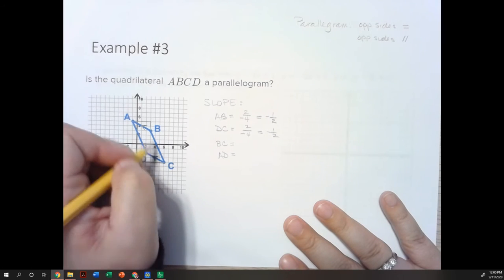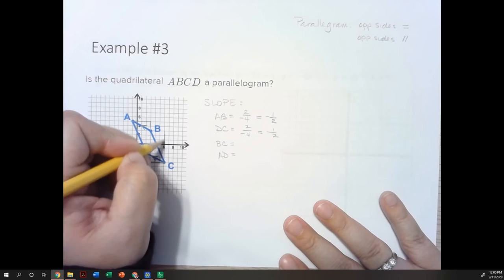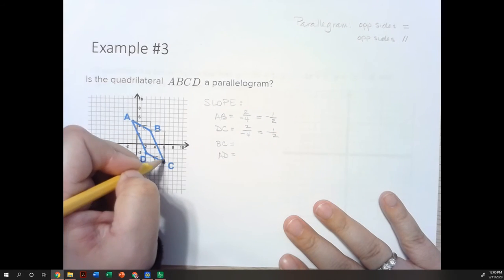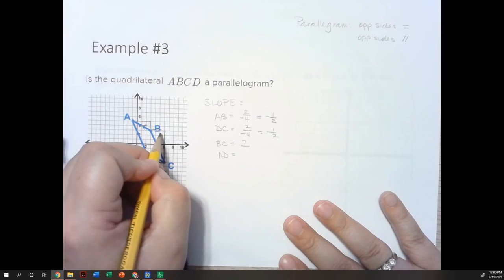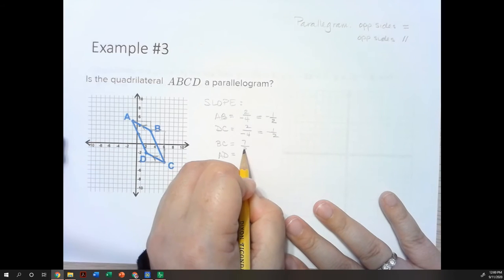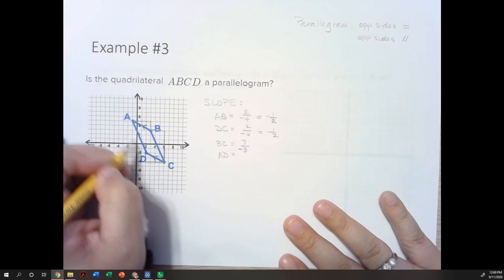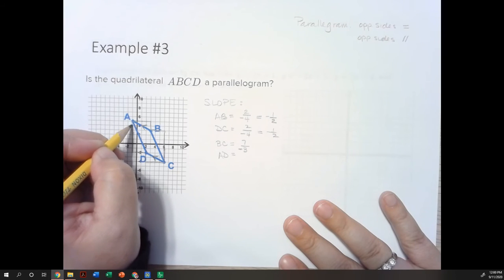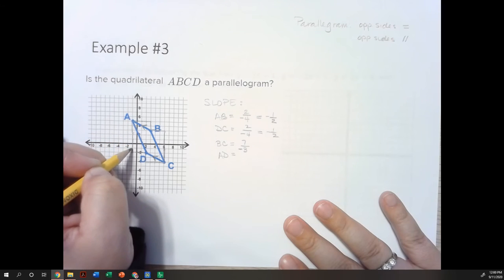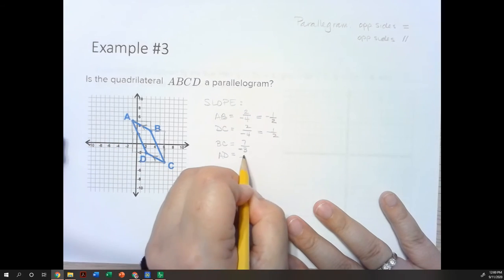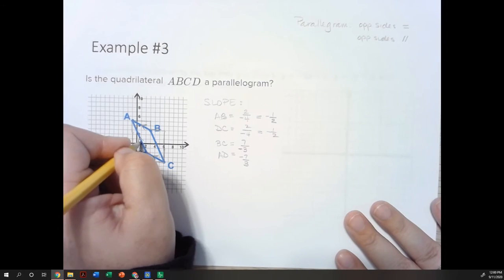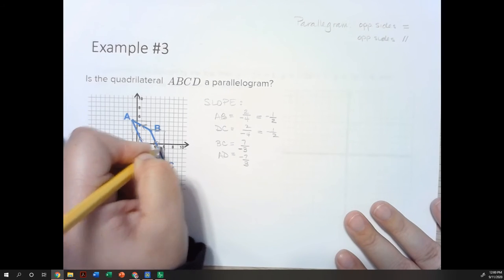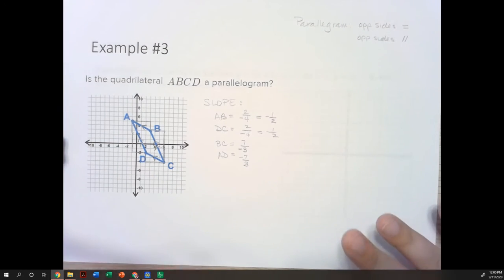All right, B to C. So if I go up, how many? So up 1, 2, 3, 4, 5, 6, 7. So I go up 7 over 1, 2, 3. Okay, and then D to A. I go down 1, 2, 3, 4, 5, 6, 7, over 1, 2, 3. So down 7 over 3. So that's good. I know these two sides are parallel, and notice I'm going to double that arrow. So I know my opposite sides are parallel.